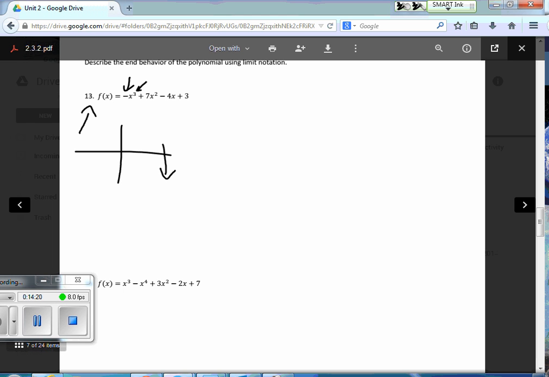Now, do I really care exactly how you draw this? Nope. Say it's like that. Basically, one end's up, the other end's down. The right-hand side has to be down because of that lead coefficient negative. Oh, wait, one more thing. I broke a rule. What's that?